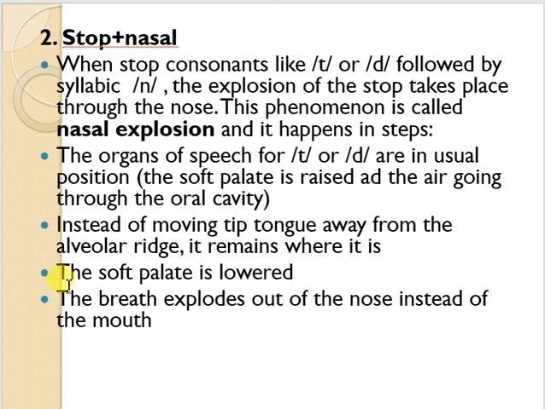What is going to change to pronounce the n sound? The soft palate is lowered. When the soft palate is lowered, the trapped air, the compressed air, because we have a stop consonant, therefore we have compressed air. Right? So the compressed air explodes out through the nose.